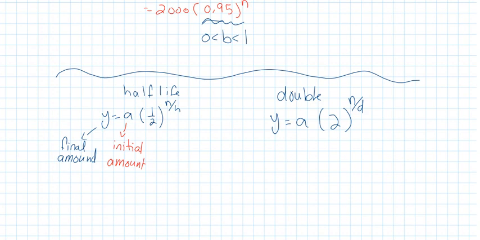So if I start with 1,000, then I'm going to have 500. Then I'm going to have 250. Then I'm going to have 125. So I am decreasing by half of the amount every single time. And that's why my base here is half. So that's a base, right? It's 0.5, which means it's half-life. That won't change for half-life. For the half-life, the base is going to be 0.5.